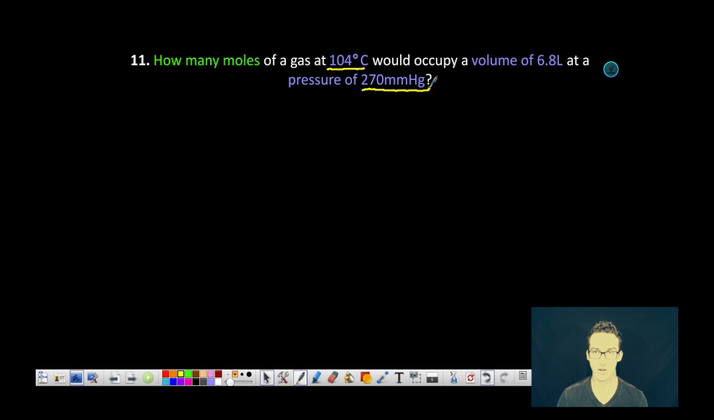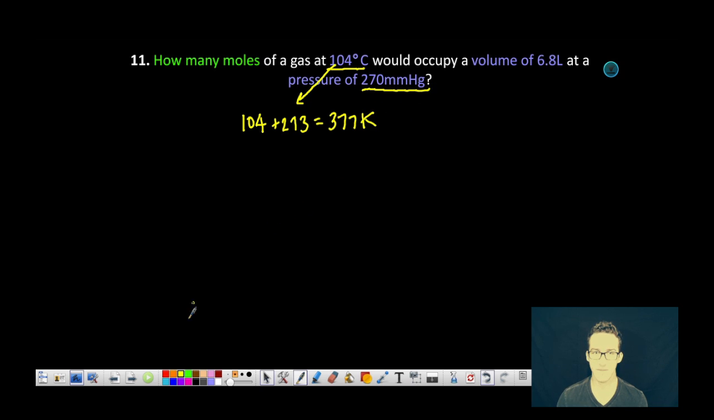Now, before you start these problems, again, think back to the good old days of first year chem. Anytime we're working with problems involving gases and gas laws, it's really important to make sure that your temperatures are in Kelvin, and you can convert from Celsius to Kelvin by simply adding 273. So when we add 273 to 104, we get 377 Kelvin.